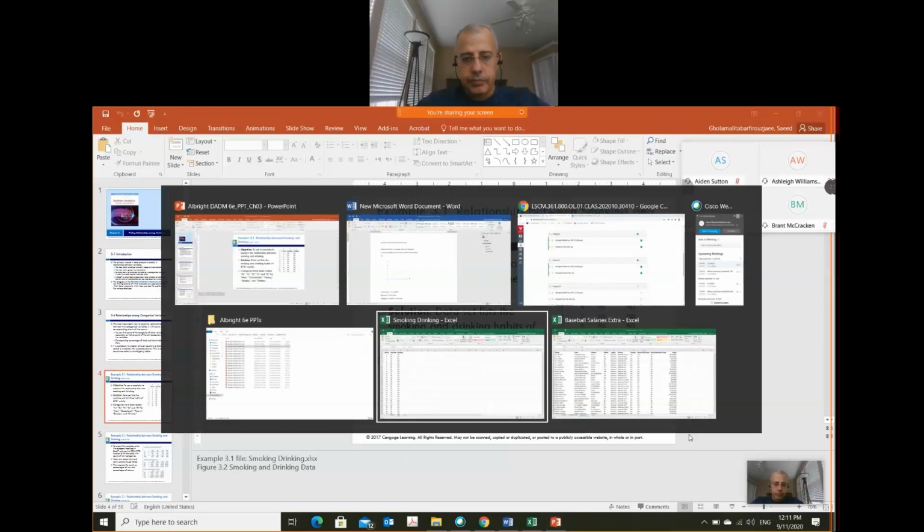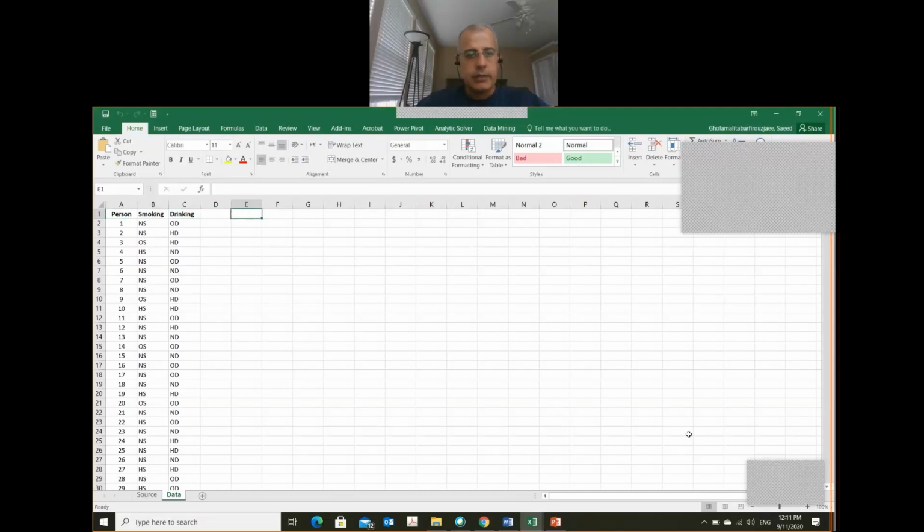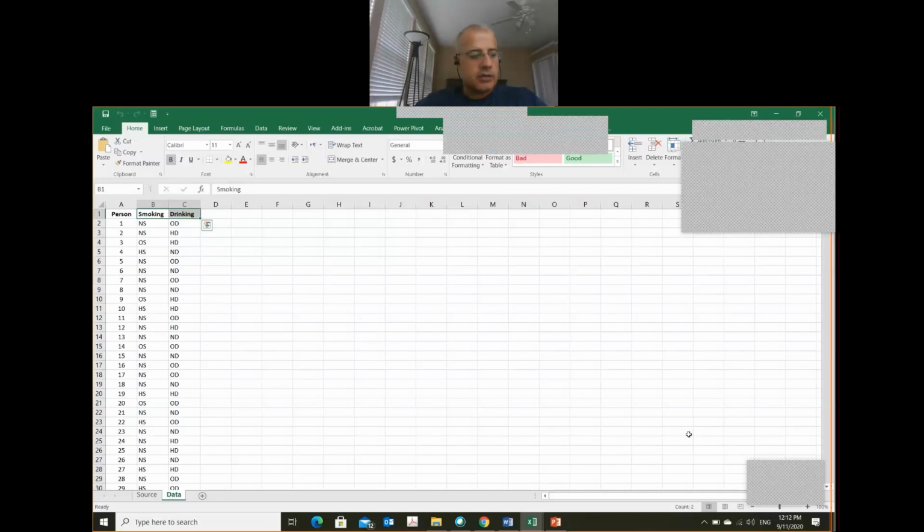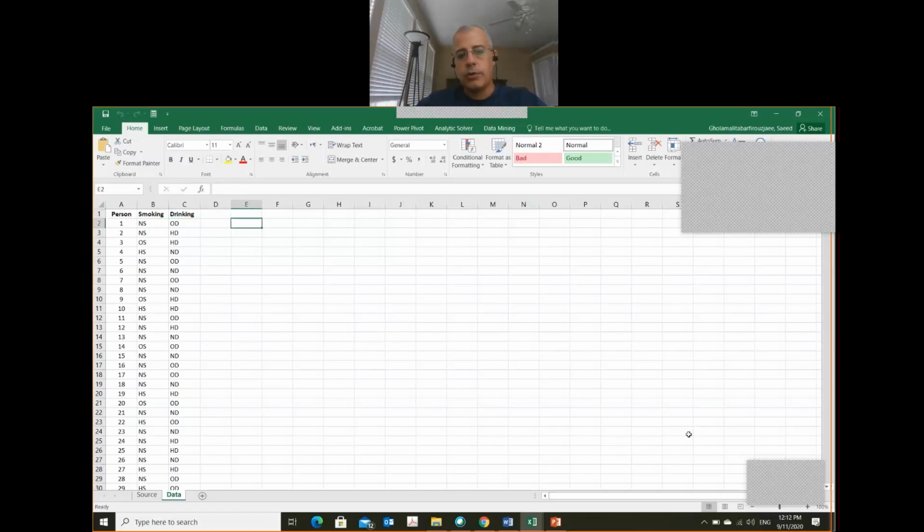This table, smoking and drinking, has three variables. The person is the number of persons, which is a kind of label, a categorical, and we have two variables. We want to see if these two variables are related, or in other words, we want to see if people's smoking and drinking habits are correlated. For example, if smokers are drinkers as well, or not. So these are two categorical variables.